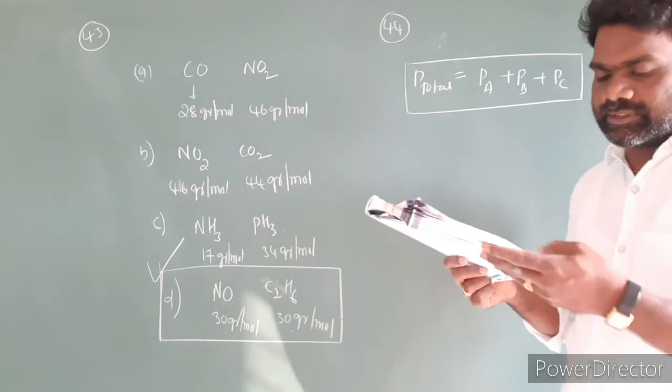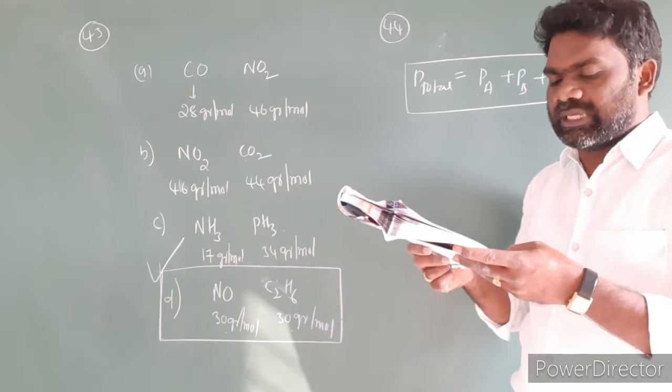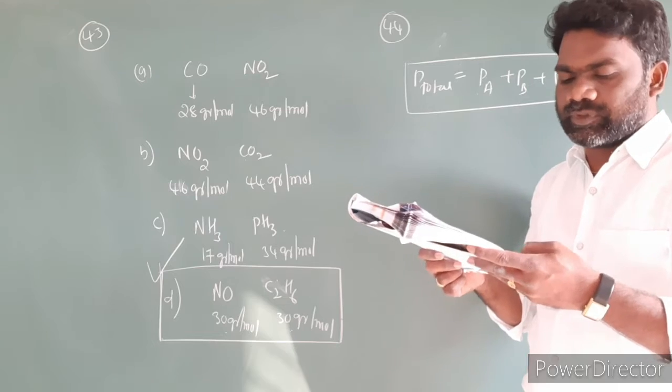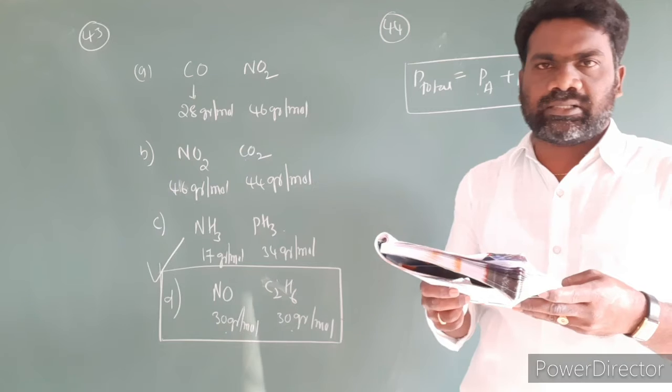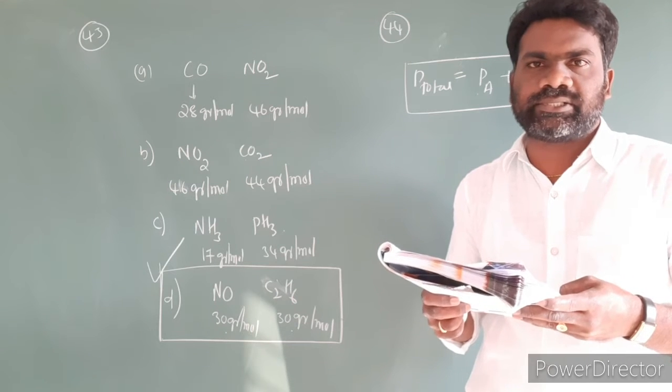So let us look at the options. The first option, P is equal to PA plus PB plus PC. So for question number 44, the first option is correct according to Dalton's law of partial pressures.